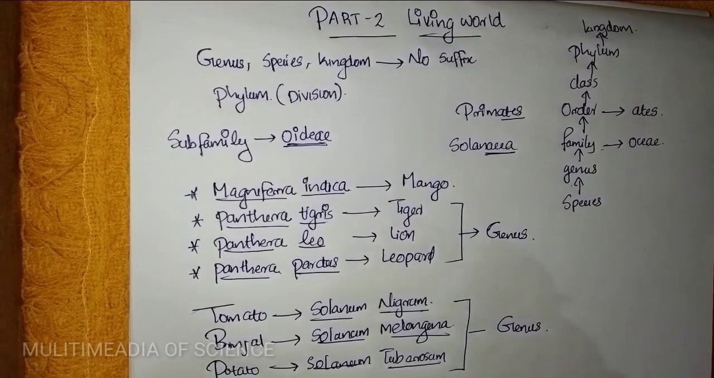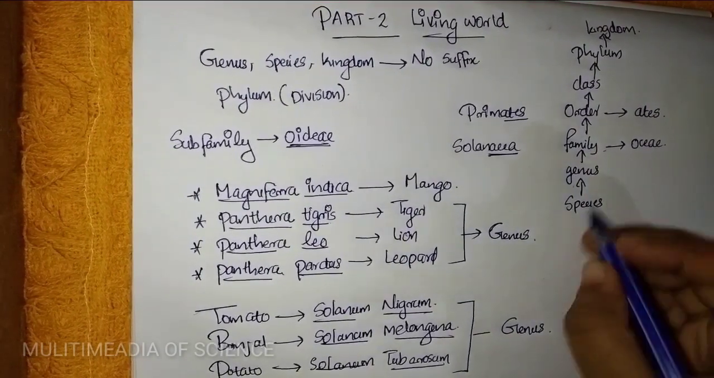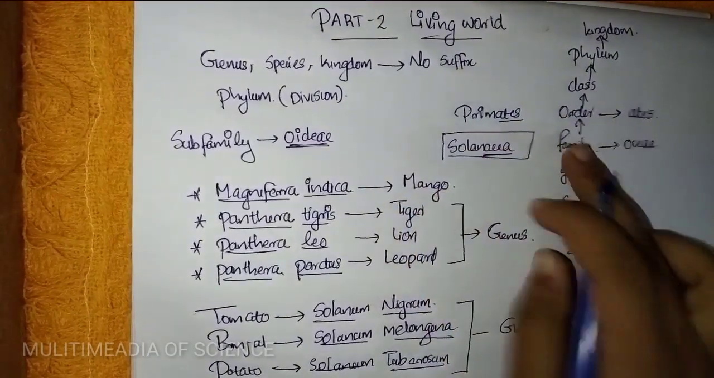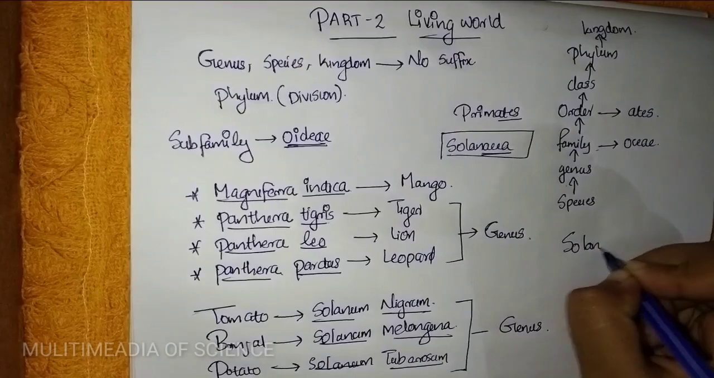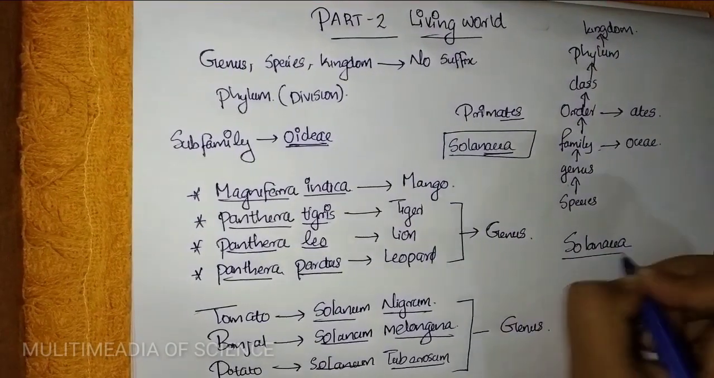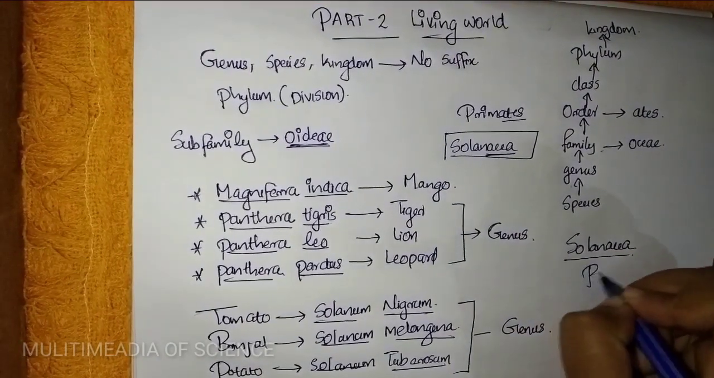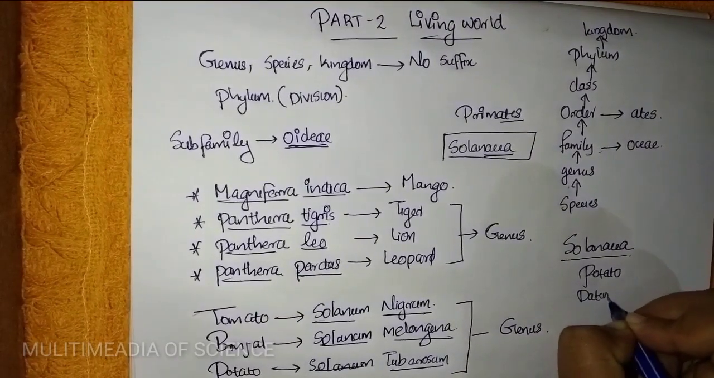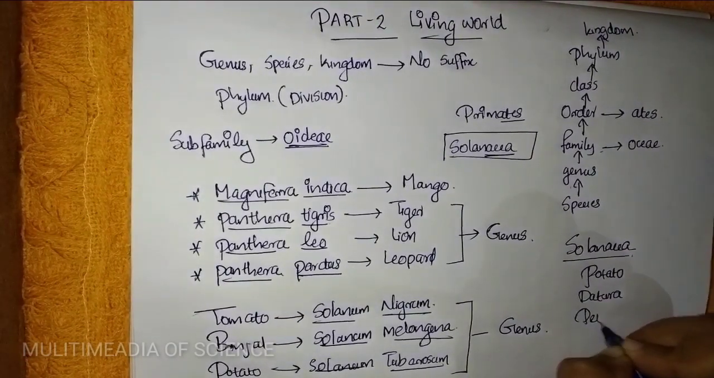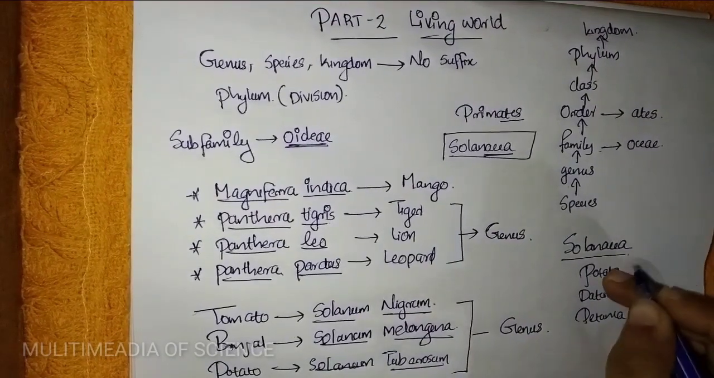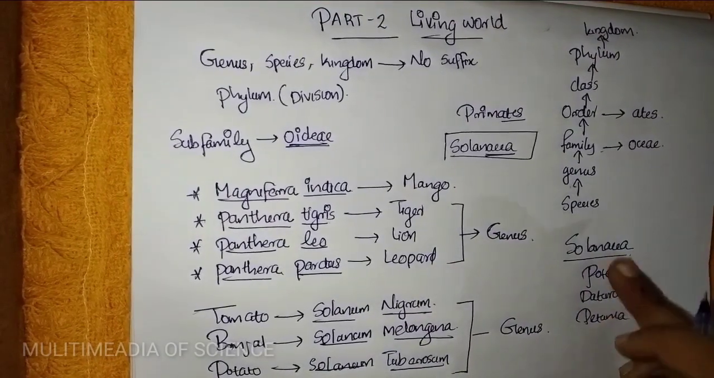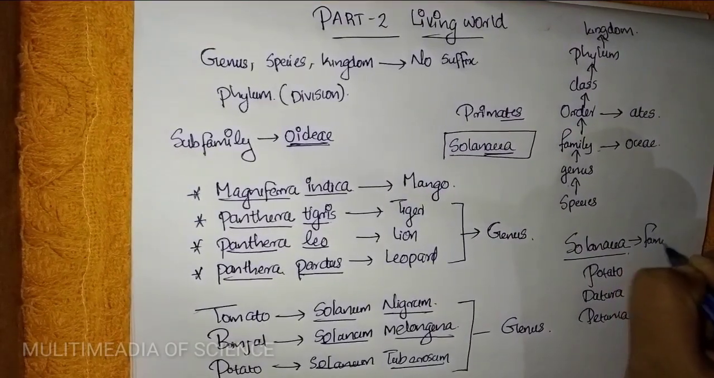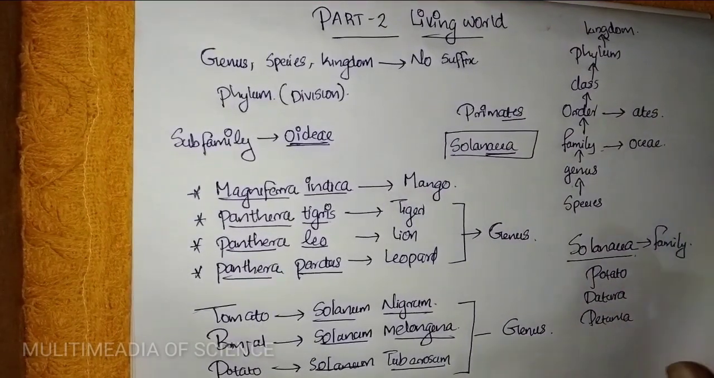Next is about the family Solanaceae. We already discussed the family Solanaceae. The Solanaceae family includes potato, datura and petunia. These three are included in the Solanaceae family.